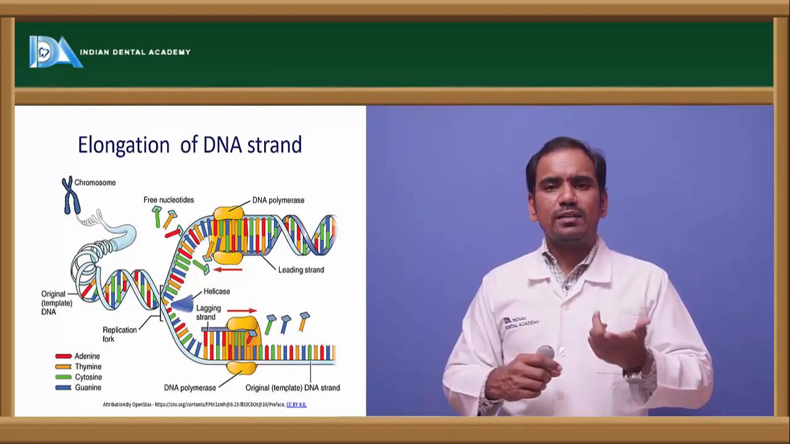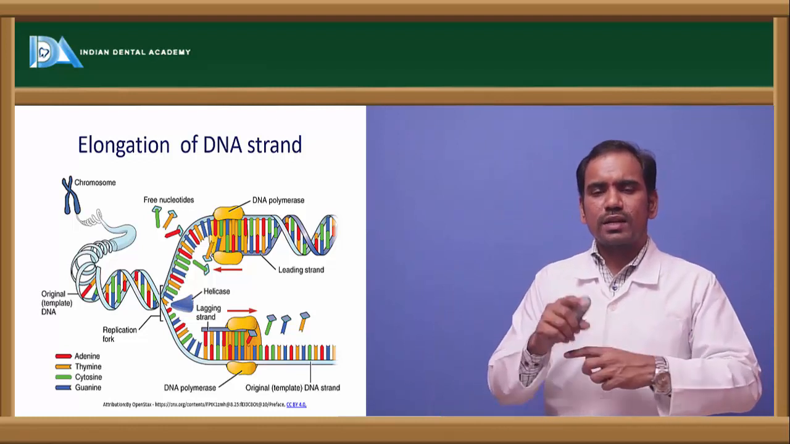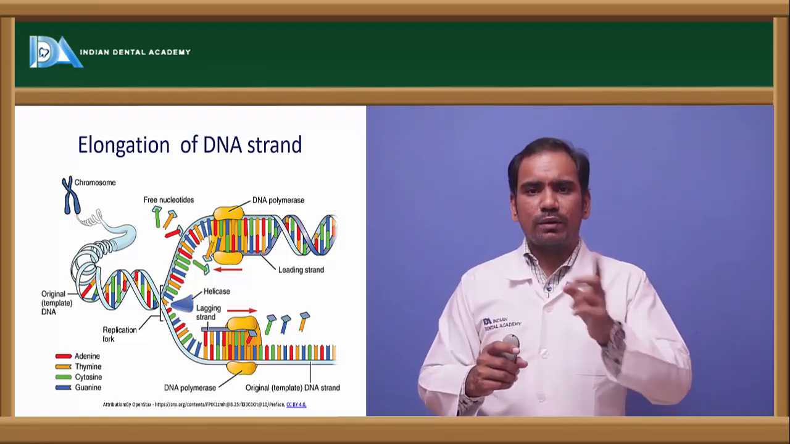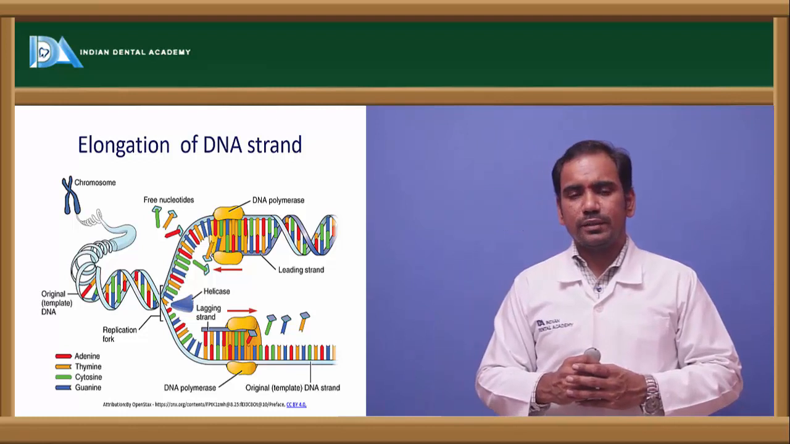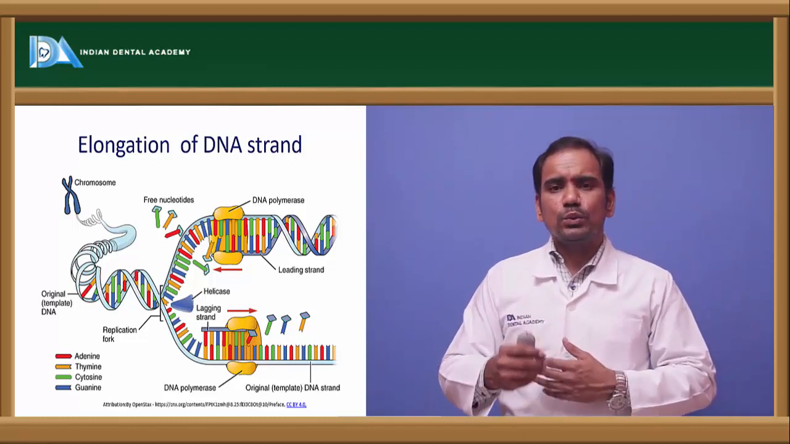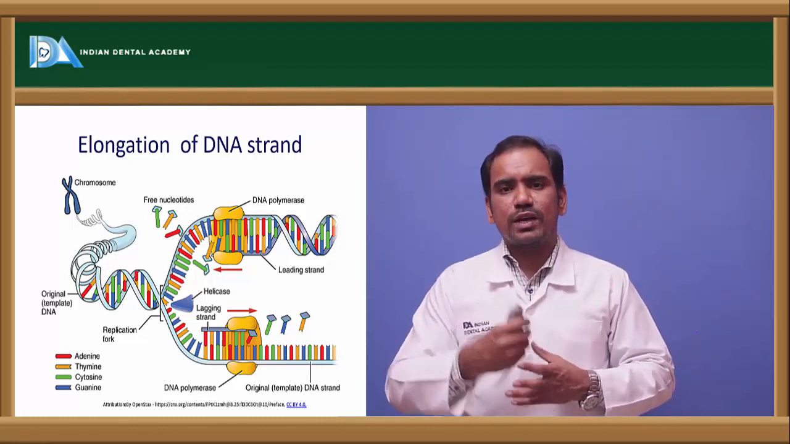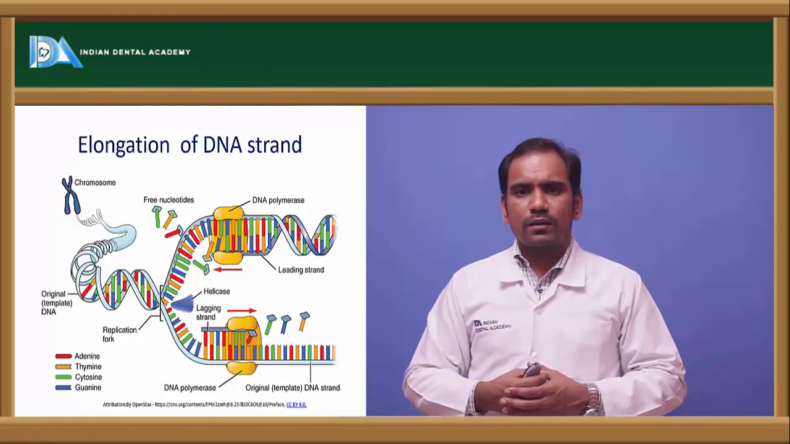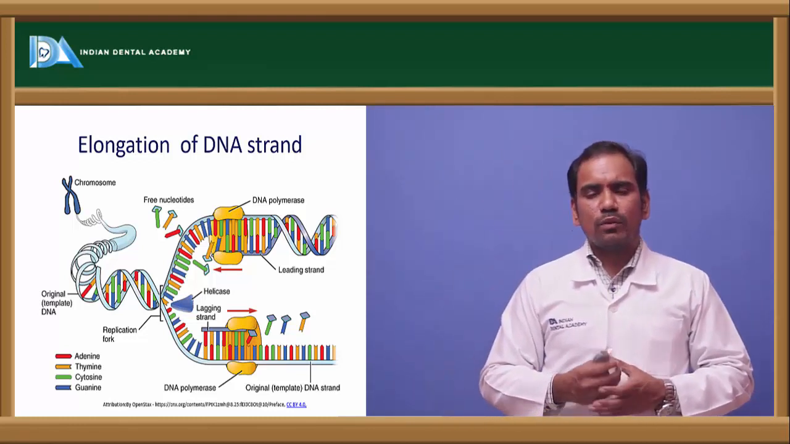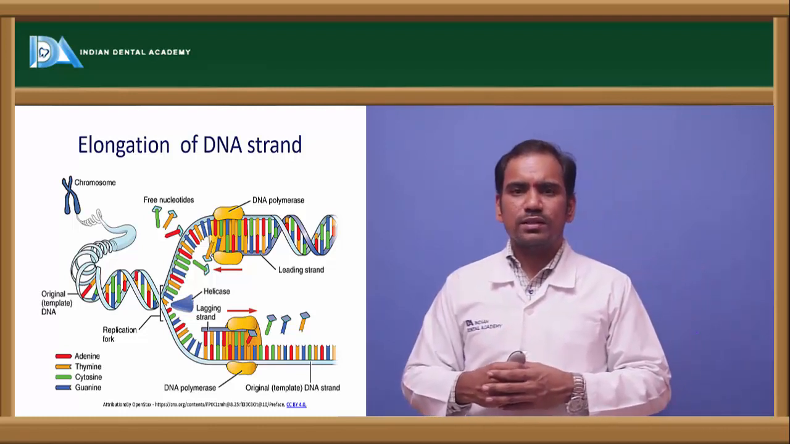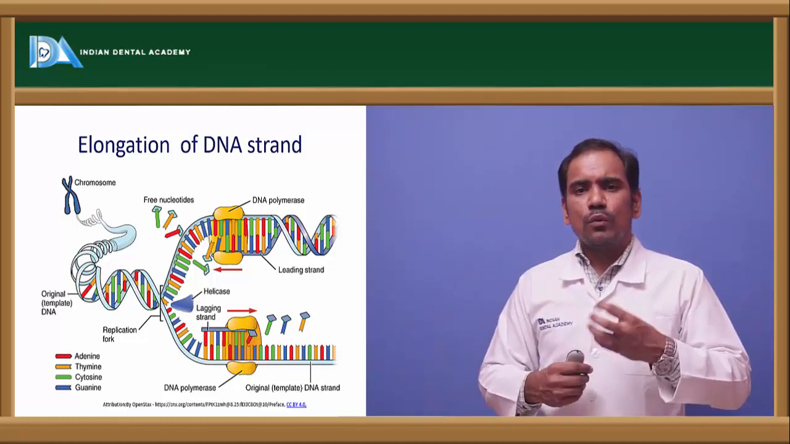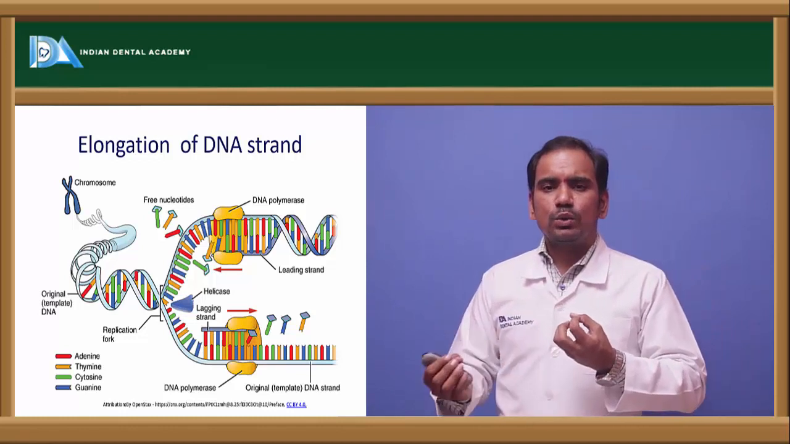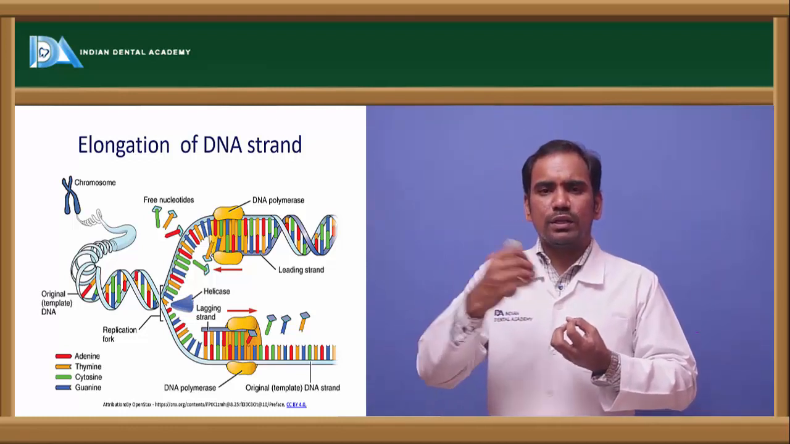So whether it is leading strand or lagging strand, both the strands are synthesized in 5' to 3' direction. So in order to synthesize new strands, we require RNA primer. This RNA primer we can compare with that of glycogen synthesis. In case of glycogen synthesis, we require a primer in order to add the incoming glucose units.